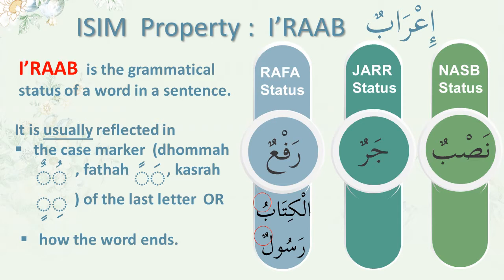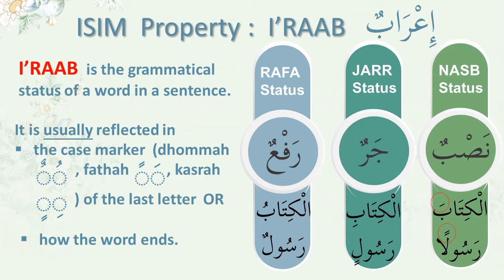The Iqrab of Al-Kitabu and Rasulun is Rafa because they end with Dhamma. The status of Al-Kitabi and Rasulin is Jar, as the case marker of the last letter is Kasrah. And the Iqrab of Al-Kitaba and Rasulan is Nasbun or Nasab because it ends with Fathah.